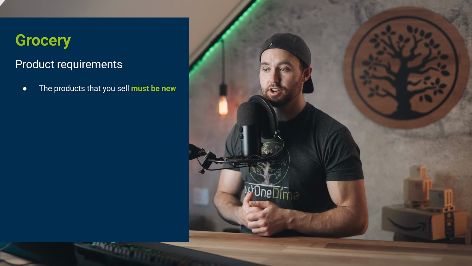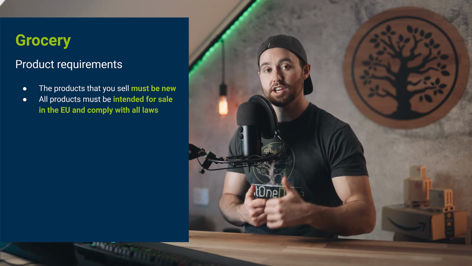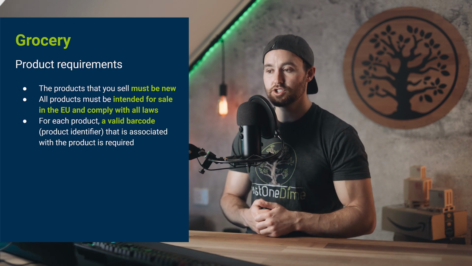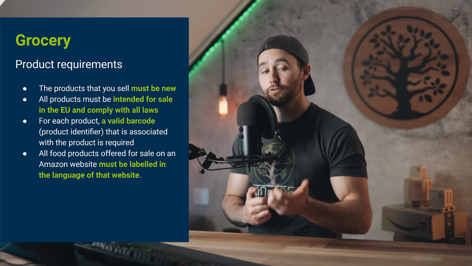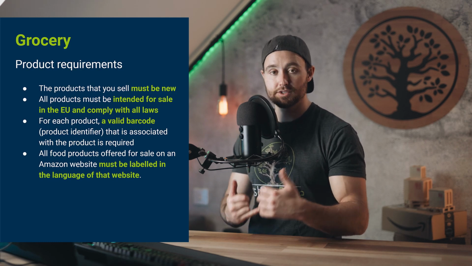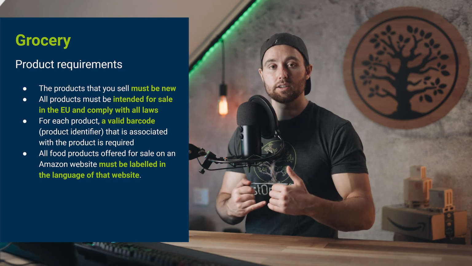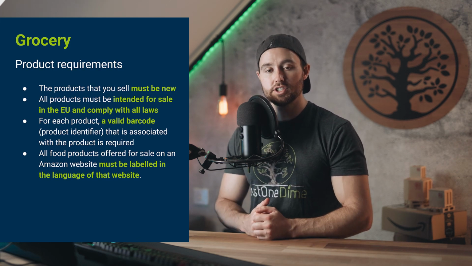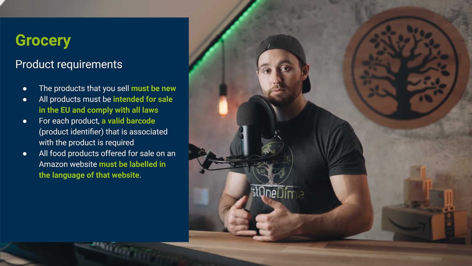So looking at product requirements here, the products have to be new. All products must be intended for sale in the EU, meeting those laws. And for each, a valid barcode is required again. All food products offered for sale on an Amazon website have to be labeled in the language of that website. So for example, if you're selling on Amazon Germany, the label and everything actually needs to be in German.